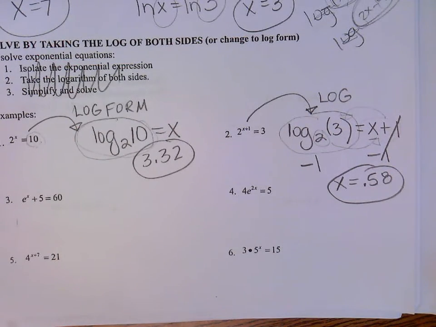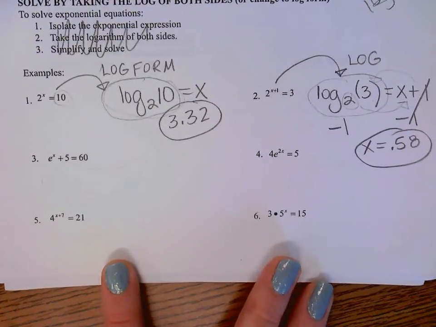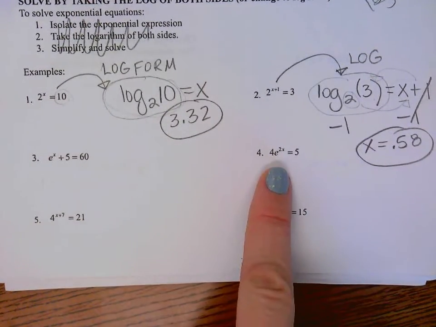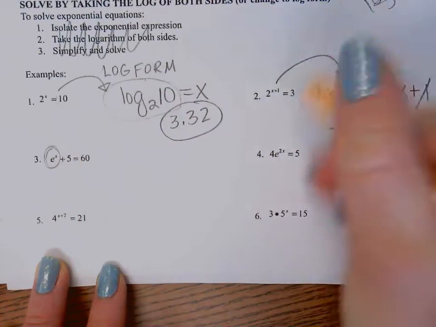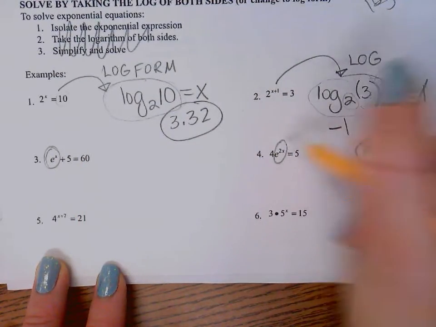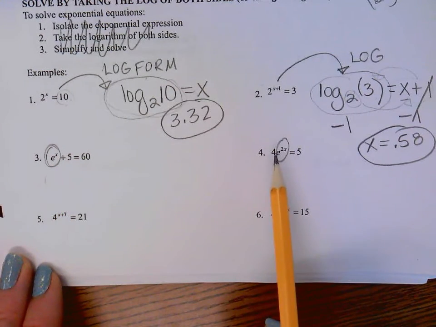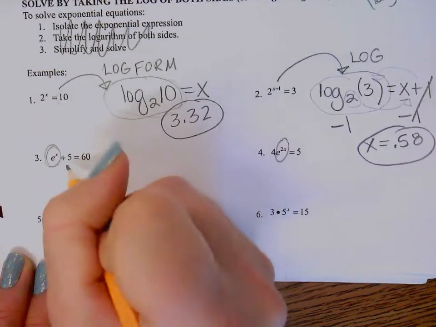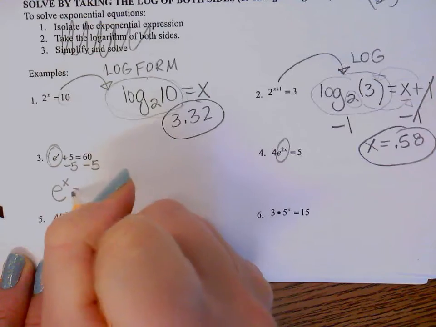All right, on number 3, I can't change into log form on 3 and 4 until I have the exponential piece by itself, this piece right here, or this piece right here. So I need to strip away this plus 5 or strip away this coefficient of 4. So on number 3, I would just subtract 5 from each side. So e to the x equals 55.